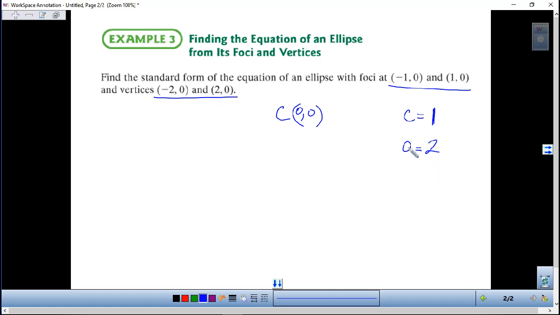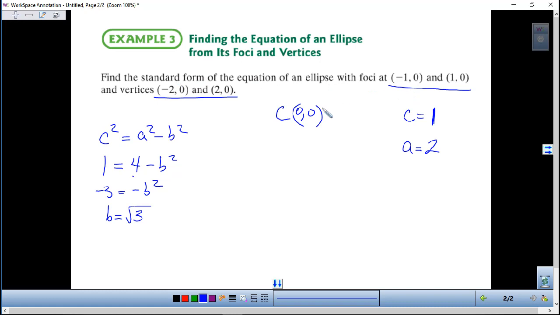Now, if I know what A and C are, guess what I can find? I can find what B is, because I know A squared minus B squared equals C squared for an ellipse. Well, if I know 2 out of the 3 variables there, I can solve for that last one. So when I plug everything in, I'm going to have 1 equals 4 minus B squared. And then, of course, we're going to move that 4 over to the other side. We're going to get negative 3 is equal to negative B squared. And that means that B, when I divide both sides by negative 1 to get rid of the negative, is going to equal the square root of 3.